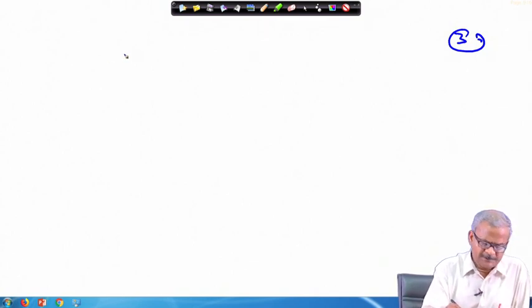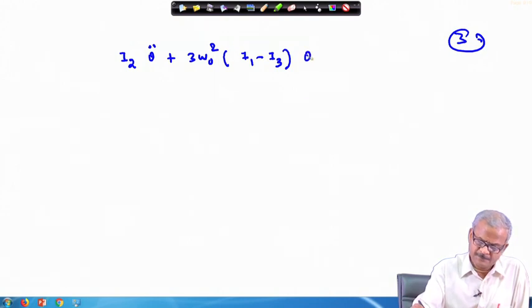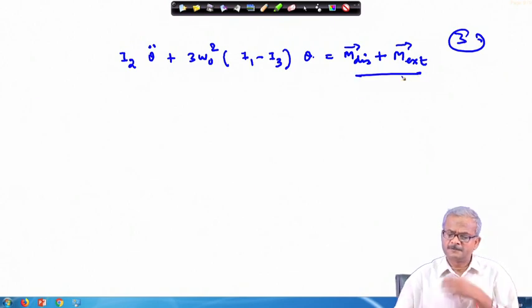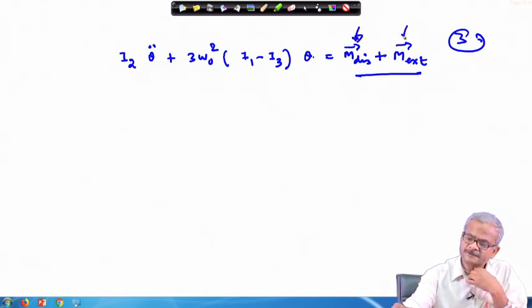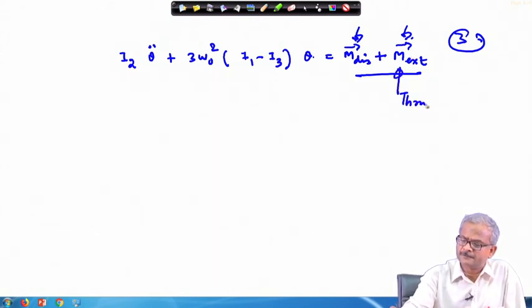For the pitch dynamics, if you remember, we have already written I2 theta double dot plus 3 omega 0 a square, which was on the right hand side. It comes on the left hand side as (I1 minus I3) times theta, equal to the external torque basically. This is the disturbance torque and this is the external torque which will be applied. So M external due to the thruster will come here.